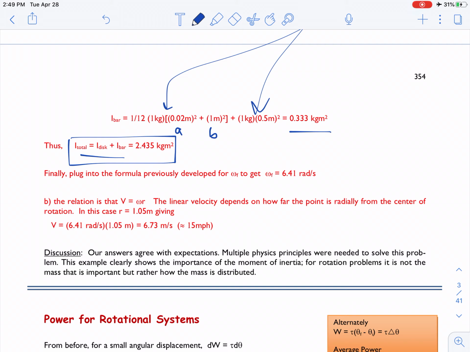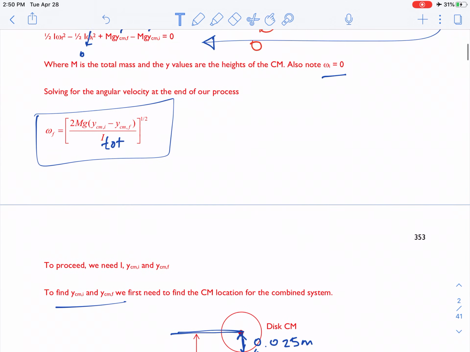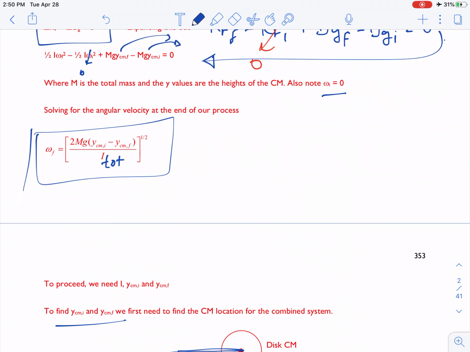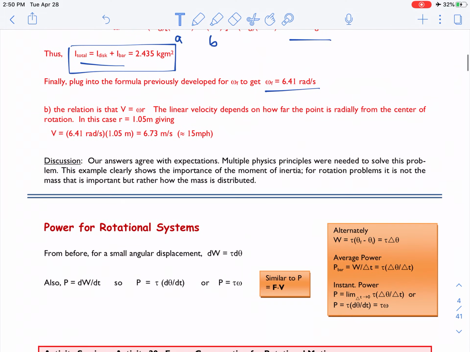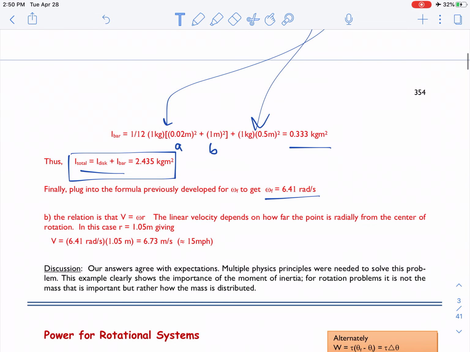And finally, we plug into the formula previously developed, as I showed just before. Then you can solve for omega, and when you plug everything in, you get 6.41 radians per second. Also check the numbers. This comes from this equation here. Okay, you plug everything in. We solved for y and I, and m and g are given. M is 3 kilograms, right? The total mass. So plug those in. You should be able to get the 6.41 radians per second. Double check the answer if you can confirm that.